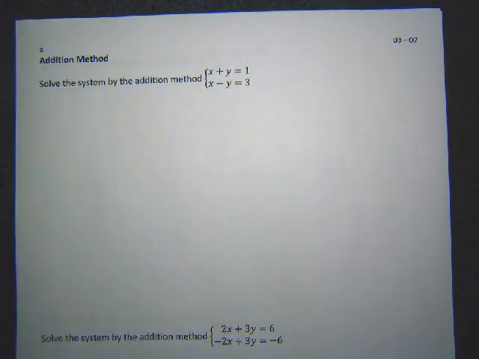Now, the addition method came about because eventually someone said, solving these systems of equations, it's not that bad, but man, it'd be nice if we could just take the two equations, line them up, and do addition like we did in grade school and get an answer. And then someone else said, hey, I think that actually works. That's kind of what the addition method is.